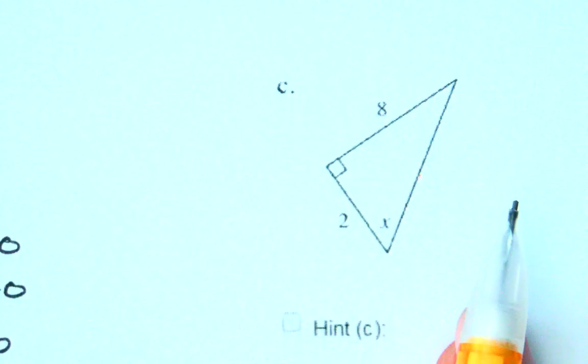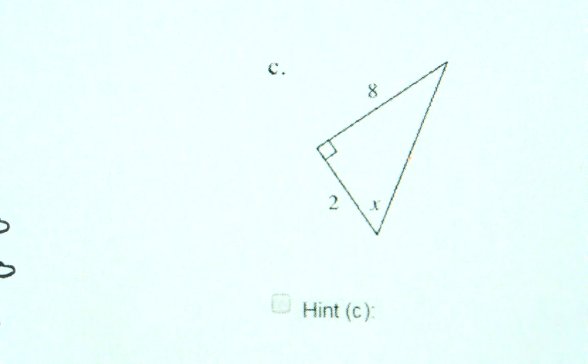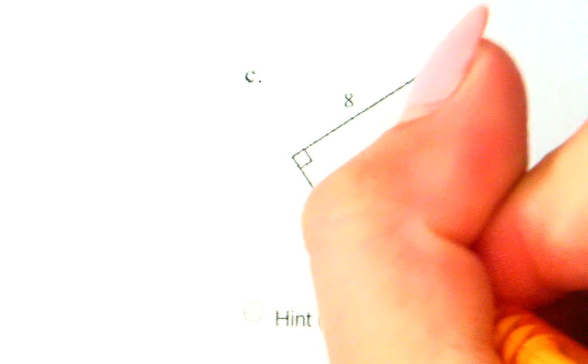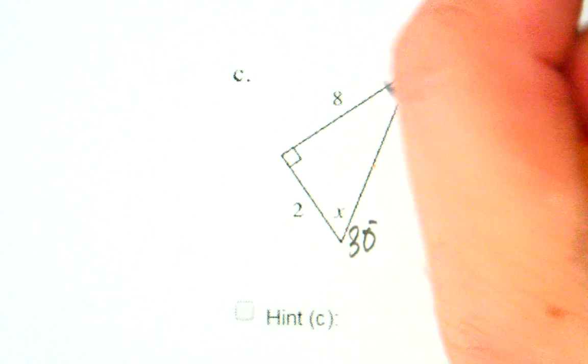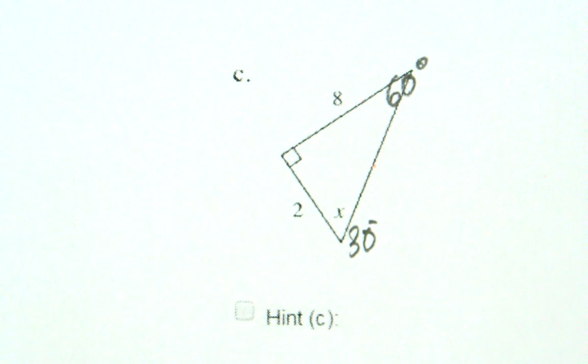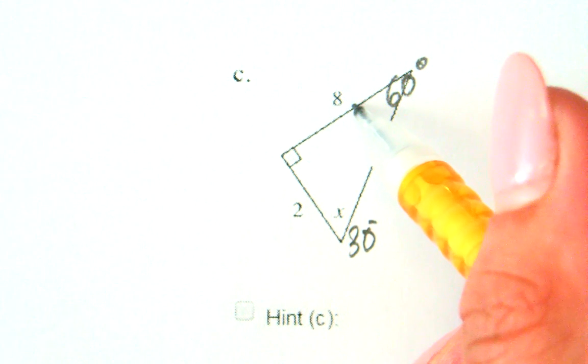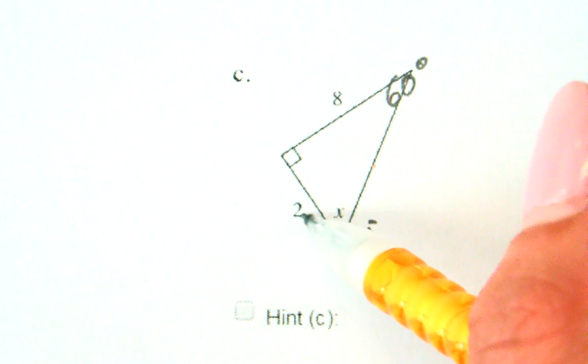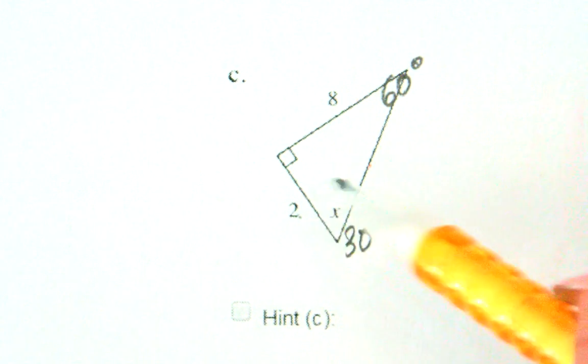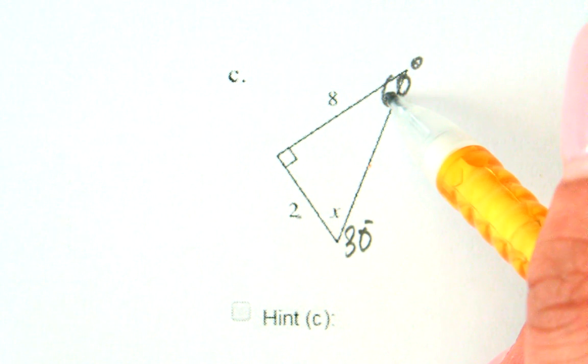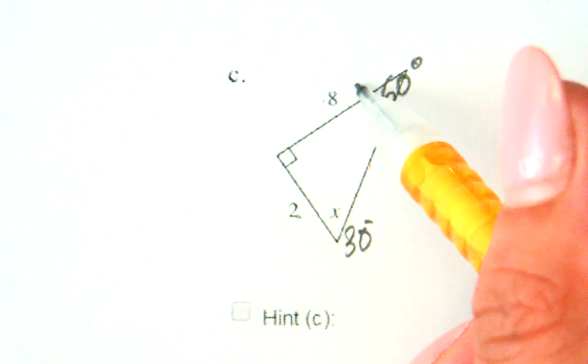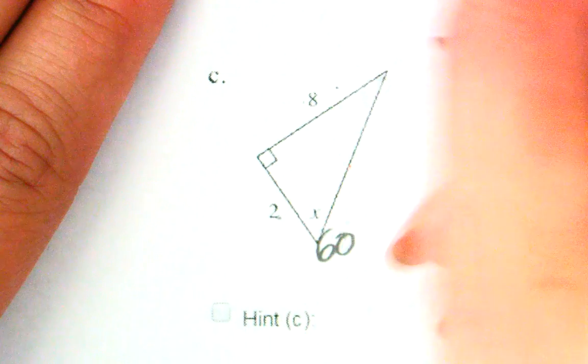And the same thing goes with C. So let's say x was 30 degrees, right? That would mean this has to be 60 degrees up here. And now we see we have a problem. 2, being the smallest side, technically is not across from the smallest angle. 8 is across from the smallest angle, but 8 is not the smallest side. So x can't be 30, right? So it must be maybe 60 then.